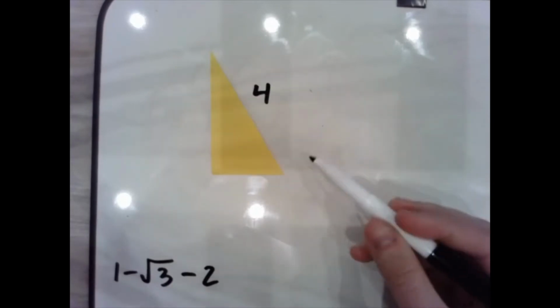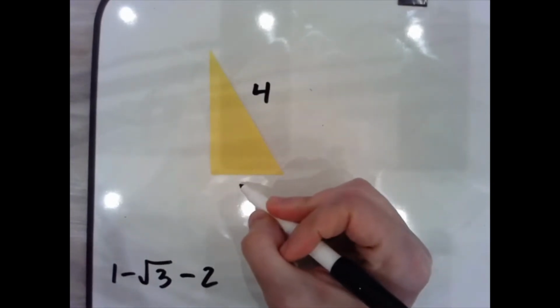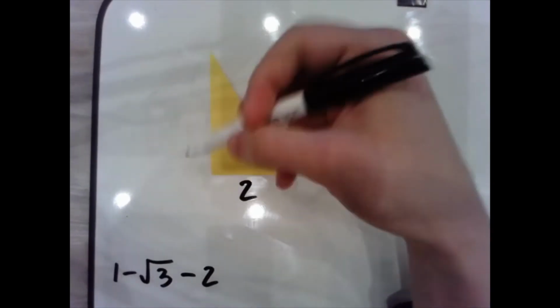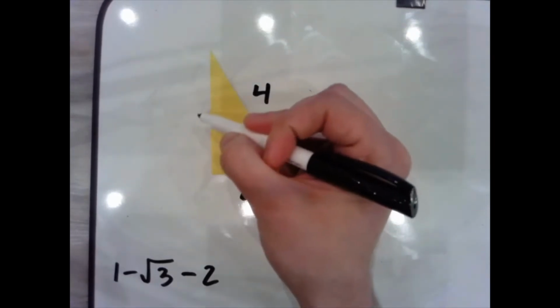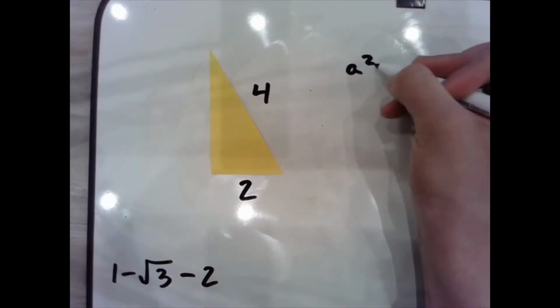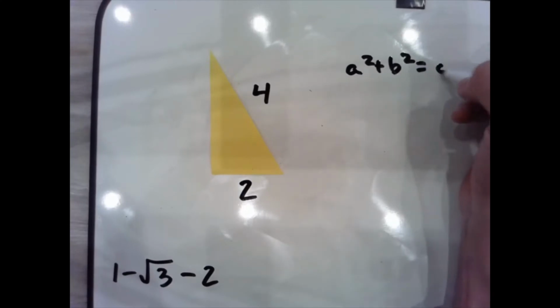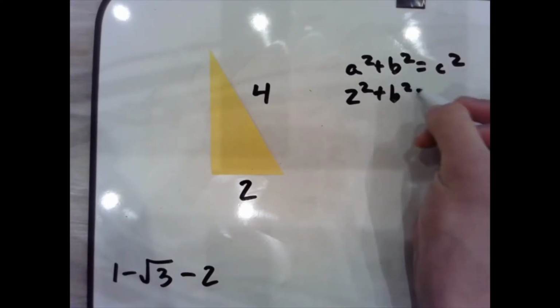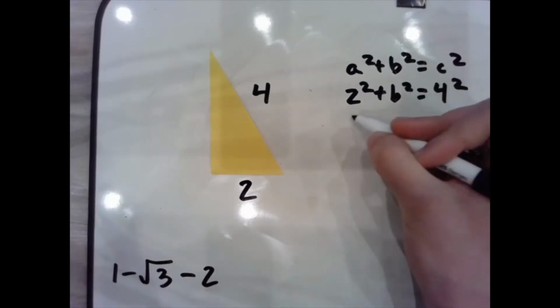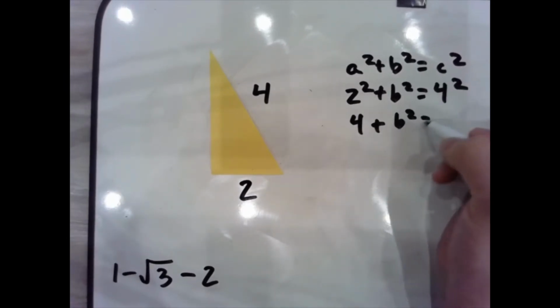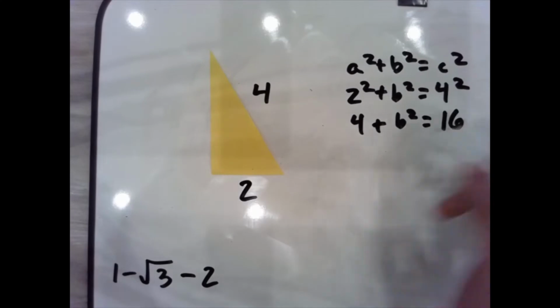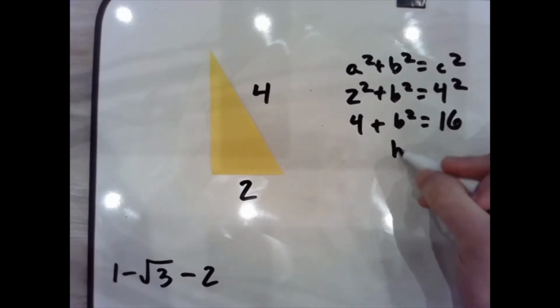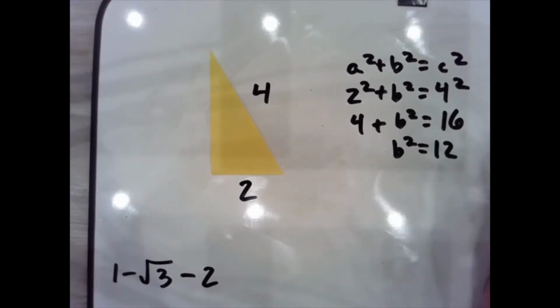So if the hypotenuse is 4, therefore this small side is going to be 2. And therefore this medium leg is going to be, well, let's find out. A squared plus b squared equals c squared. So 2 squared plus b squared equals 4 squared. So that's 4 plus b squared equals 16. Shabam, subtract the 4. We'll have b squared equals 12.